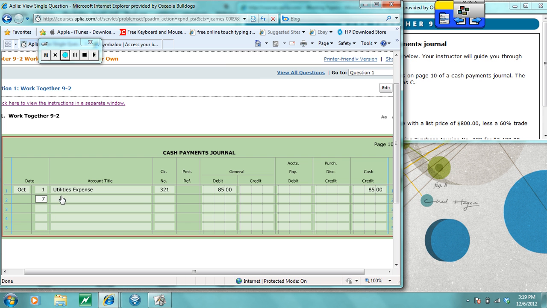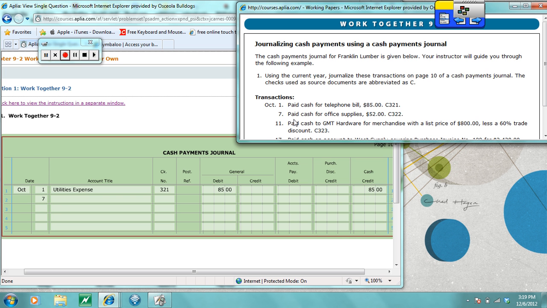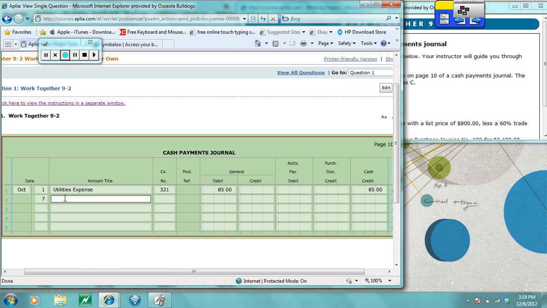Next one, supplies. Paid cash for office supplies. $52, check C322. Okay, so on the 7th, supplies, hyphen office, check 322, and it's for $52. Doesn't have a special column over here, so it has to go here. And we spent $52. Debit, credit.